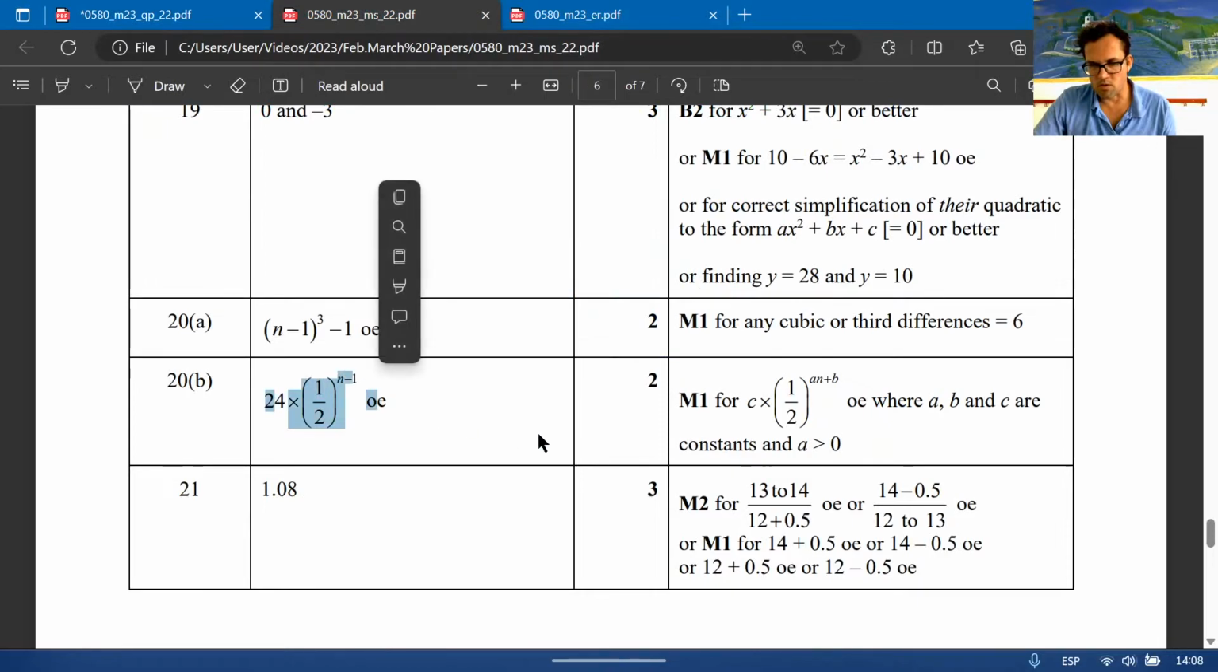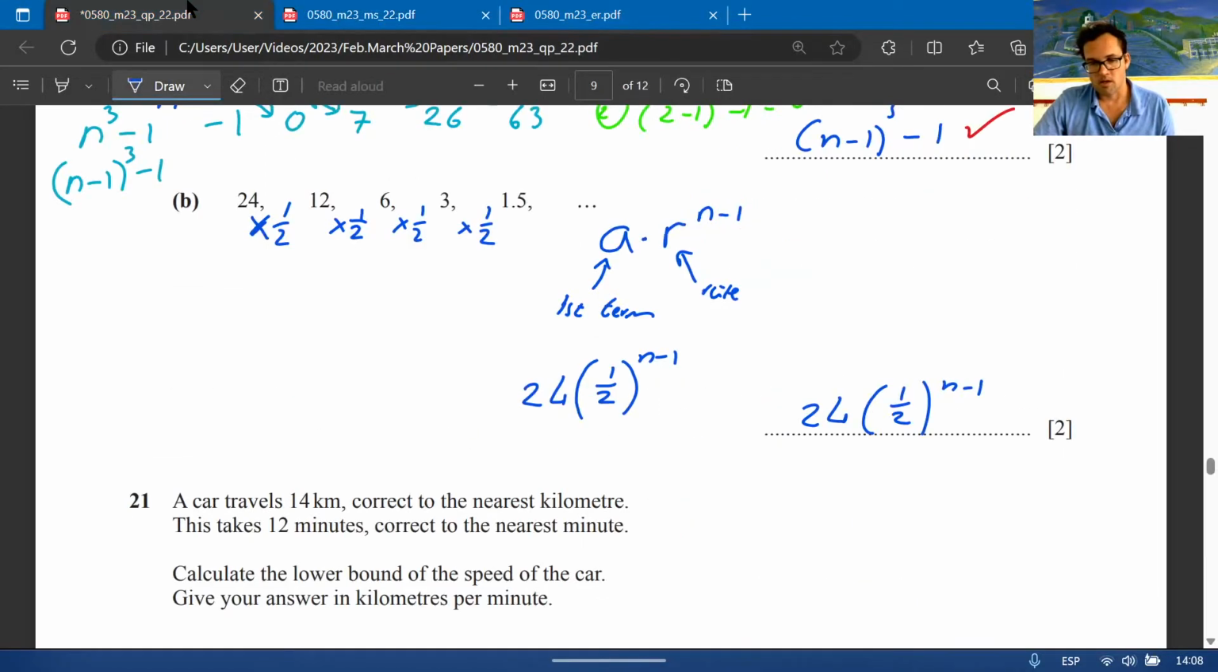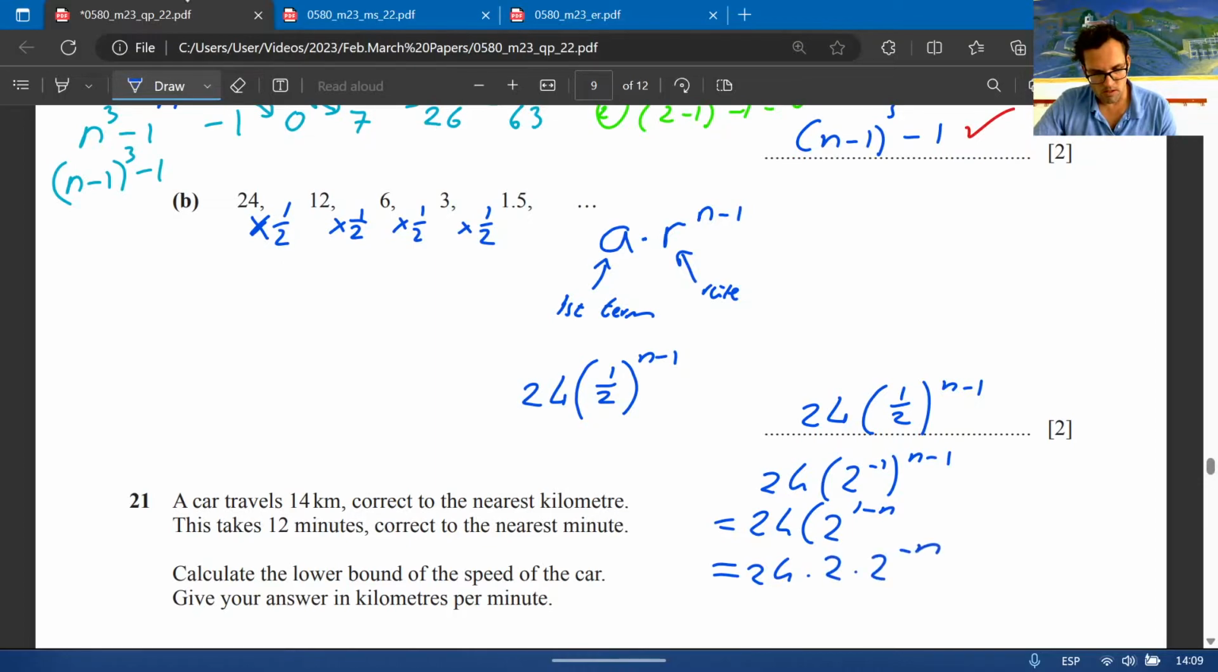You see? There you go. Or equivalent. So there are other ways to write this and work this out. What's equivalent to this would be anything like 24 times 2 to the power of minus (n minus 1). So that would be 24 times 2 to the power of 1 minus n, which is 24 times 2 times 2 to the minus n. Yeah, something like that. Doesn't matter. Don't complicate things, right?